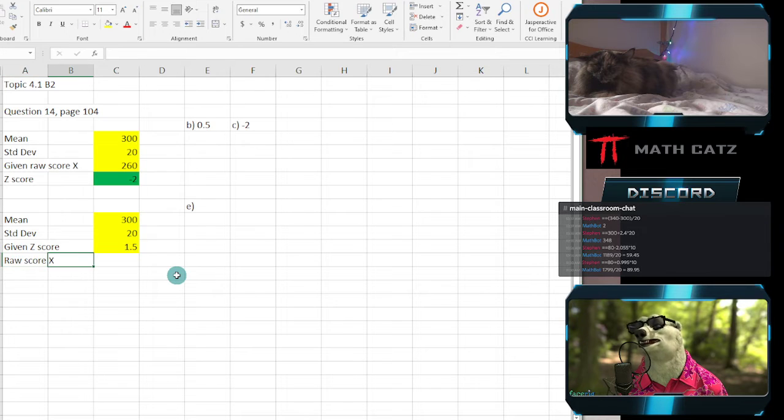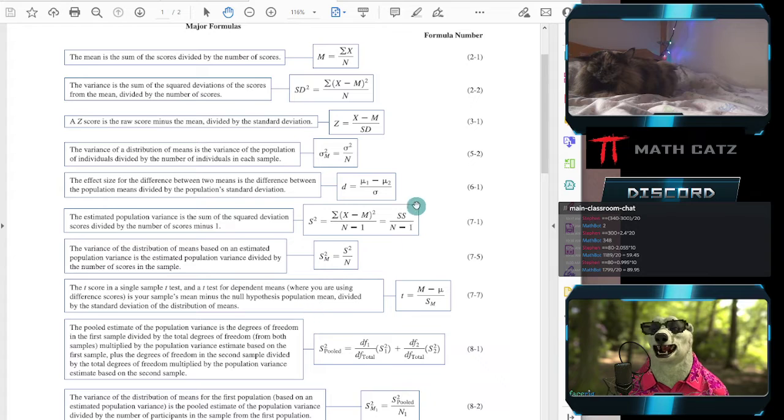Let's call it X, and that will be my calculation cell. Now remember, how do we do that? Well, the formula might not be directly given here, but it is just a shuffling around, a rewrite of this formula 3-1 that we've also seen in the previous one. I'll write it down maybe for you.